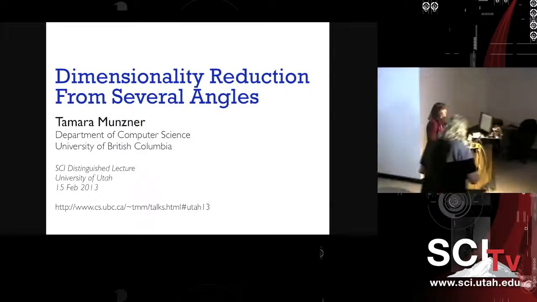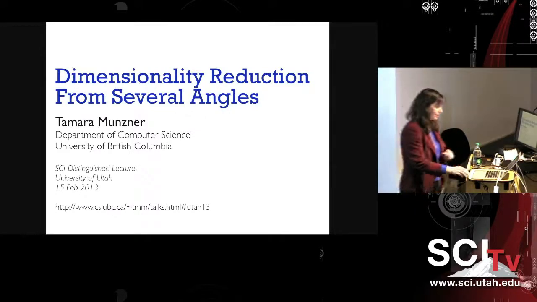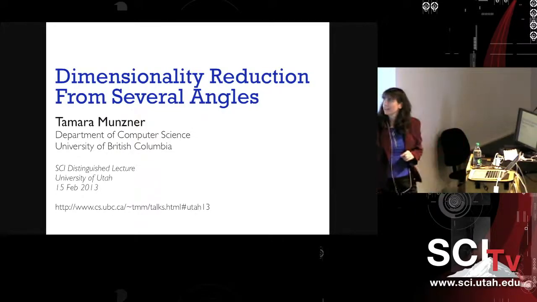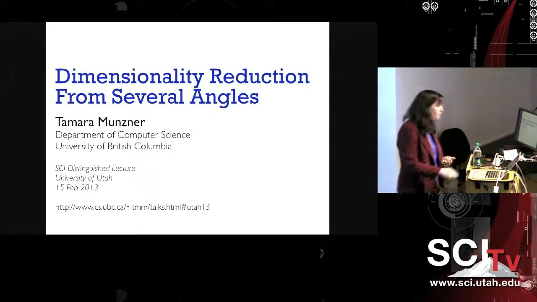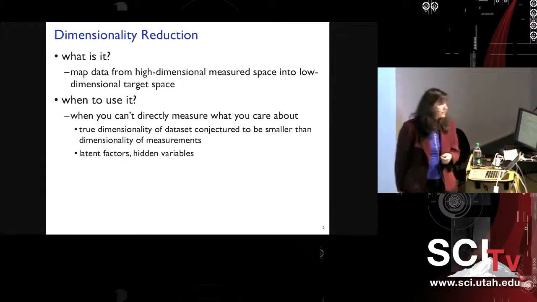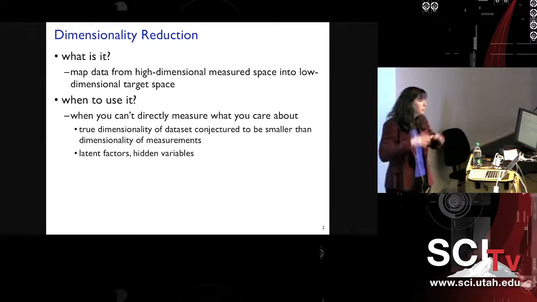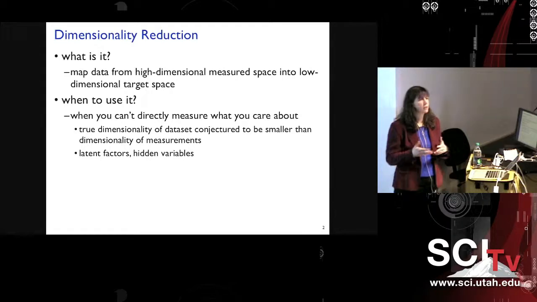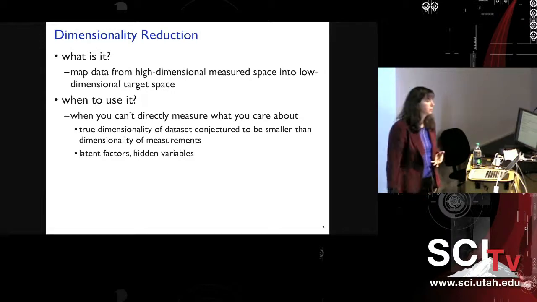Thanks, Chris. I am delighted to make it here. So today, what I'm going to focus on is dimensionality reduction, and a bit of a pun intended, from several angles. So what do I mean by that? So let me start out by saying, well, what do I mean by dimensionality reduction? It's a slightly overloaded word. People use it in a lot of different ways. So very, very broadly speaking, I'm talking about any way that we're mapping data from some dimensional space in which we've measured it into some lower dimensional target space.